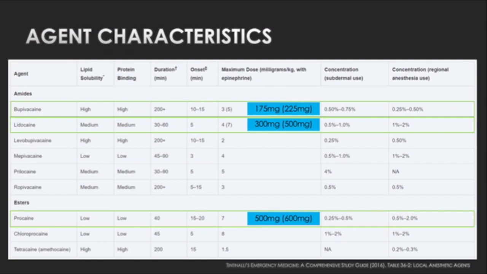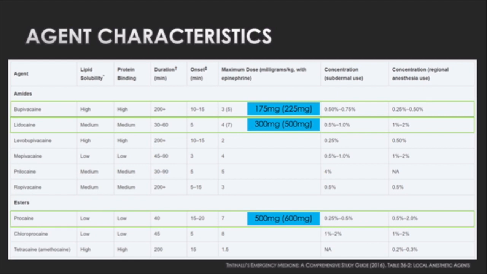So we have bupivacaine, which has the highest lipid solubility and protein binding, which is why it makes for a longer lasting agent. But at the same time, because of the high lipid solubility, it has a higher risk for systemic toxicities. The max dose of bupivacaine without epinephrine is 3 mg per kg, and when you add epi, you can go up to 5, for a total of 175 without and then 225 with epi.